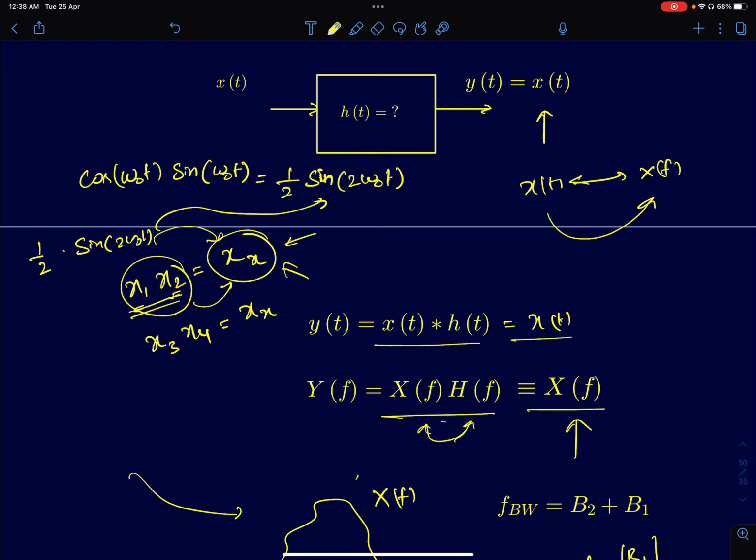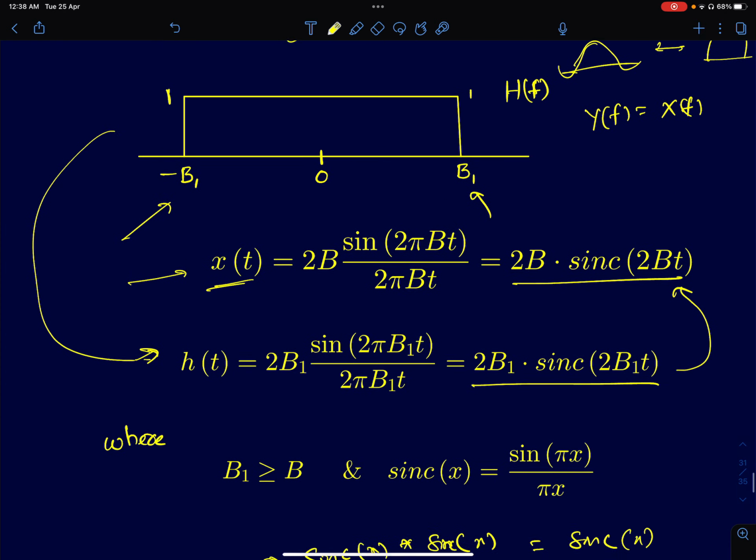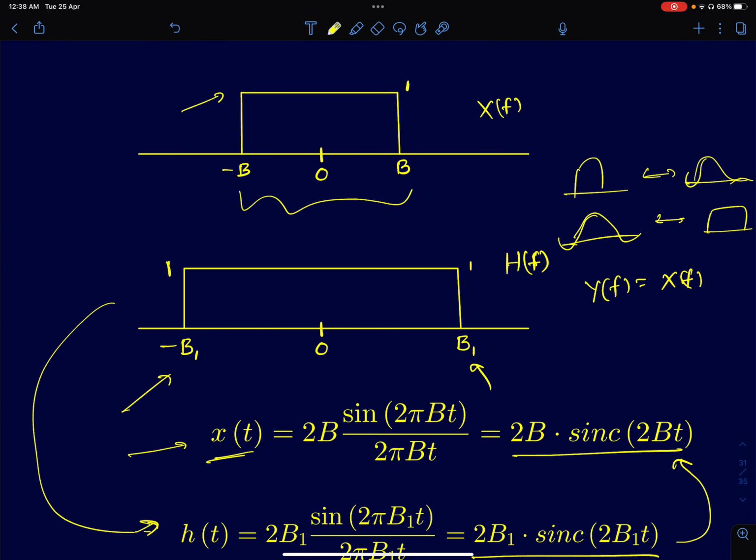When you first thought of it, immediately you thought the only solution possible is an impulse. That's the most generic solution for this problem. But if you think about it a little bit, then you will immediately see that there are infinite possibilities if you just impose certain conditions on your input signal x of t. So you take a sinc and a filter, you get sinc. The resulting signal will also be a sinc signal.